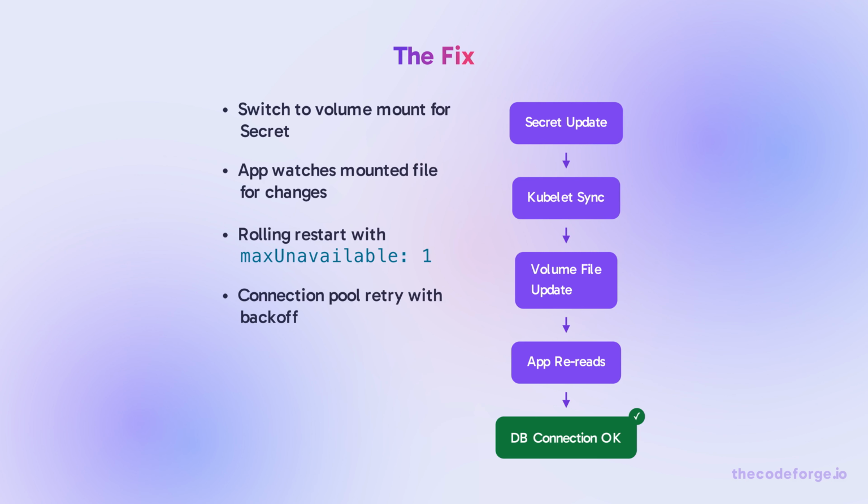The fix involved 4 changes. 1. Switch from env var to volume mount so the file updates live. 2. Implement application-level file watching to reload credentials. 3. Use a rolling restart strategy with maxUnavailable 1 to avoid simultaneous restarts. 4. Configure the connection pool to retry with exponential backoff.